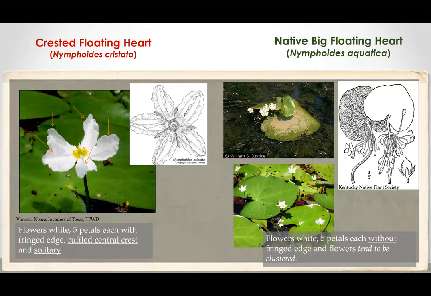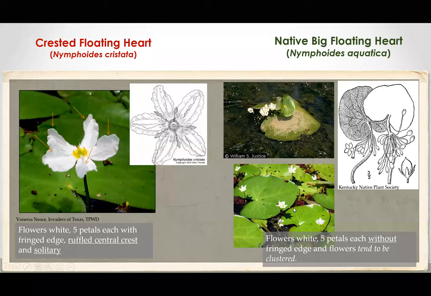So this flower will look similar. There is a native Nymphoides species, Nymphoides aquatica. It's the big floating heart. Its leaves tend to be much larger, much more heart-shaped. They don't have that reddish tint on the edges either. So remember, our invasive one over here has that ruffled crest on the flower and the reddish tint on the leaves. Our native one here also has white flowers, but it will not have the fringed edges and it will not have that ruffled crest. And it tends to have more than one flower.